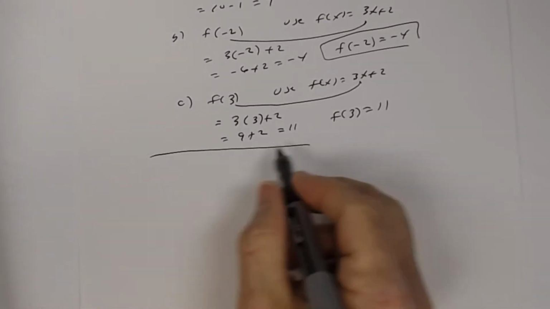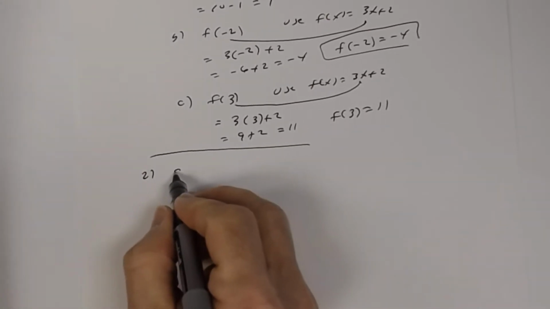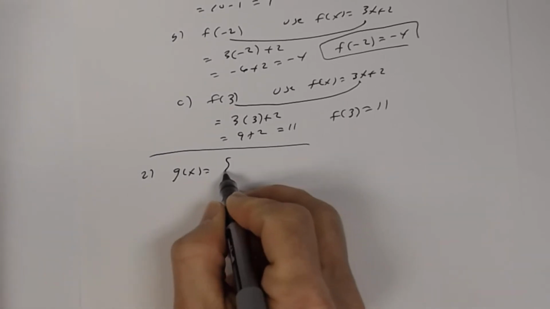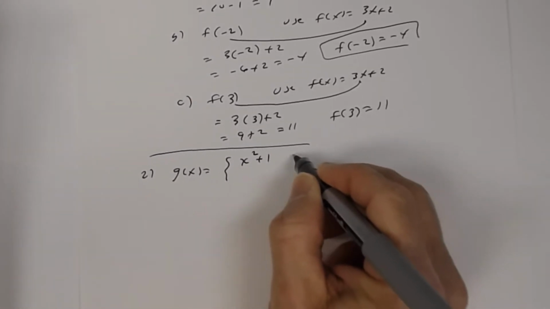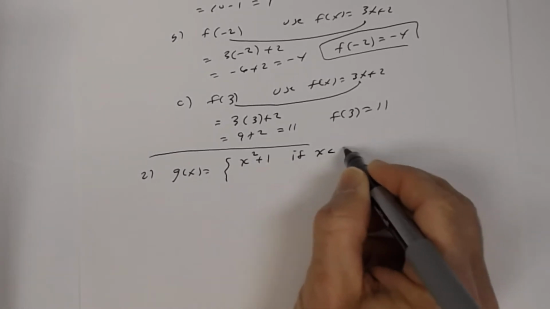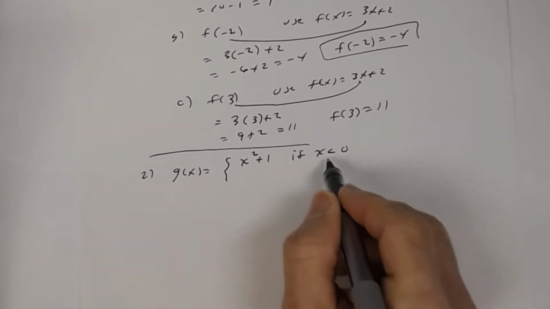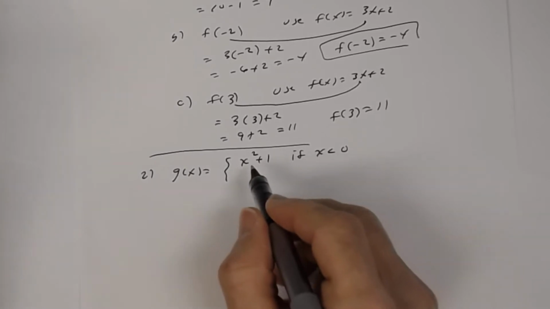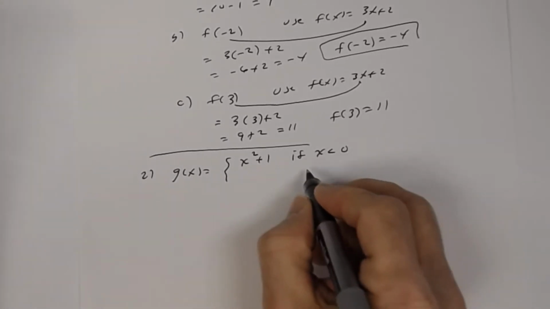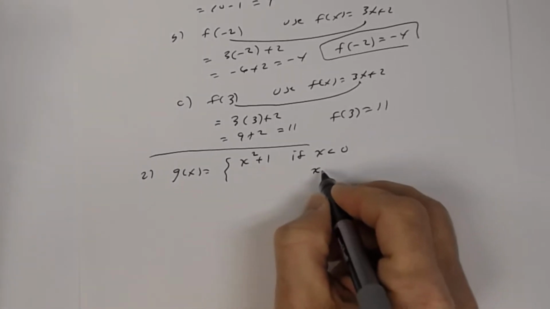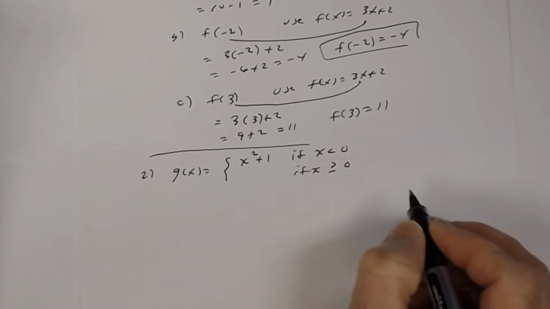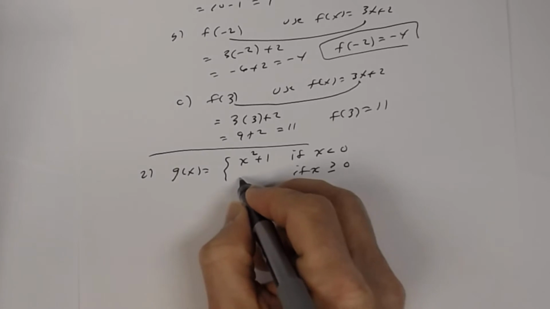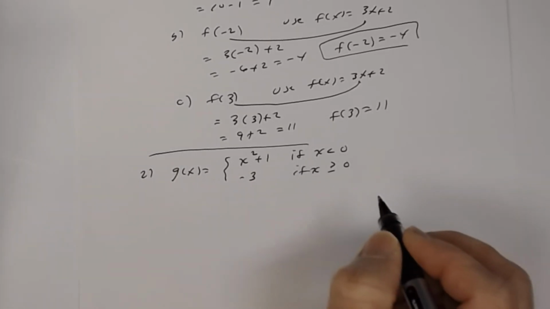Now, number 2, you have this function in number 2. You have g of x is equal to x squared plus 1 when x is less than 0. So for any value of x that's less than 0, this is the one you're going to use. If x is greater than or equal to 0, then you're going to use the fact that g of x equals negative 3.